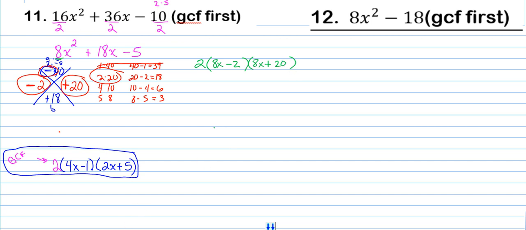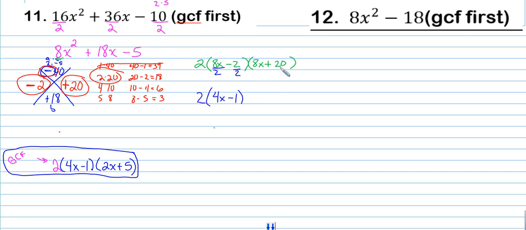Okay? So now you're going to look for GCFs. What will go into 8 and go into 2? Well, a 2 will. So you'll divide them both by 2. Okay? And so you get 4x and then -1. That comes down. Don't forget about that GCF of 2.